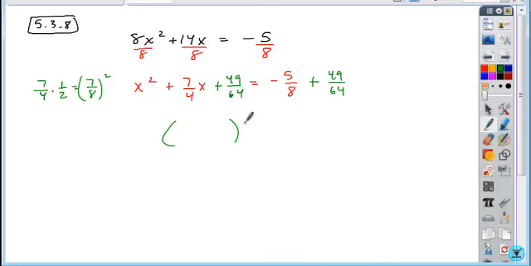But what that allows you to do is rewrite the left side as a binomial square. And the terms will be x as your first term, and then whatever you squared. So here I squared a positive 7 over 8, so I put positive 7 over 8 here.